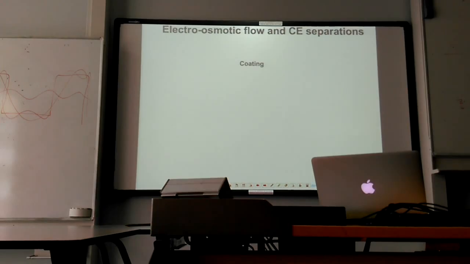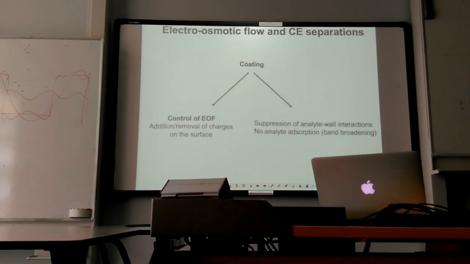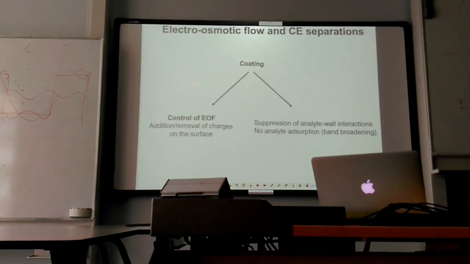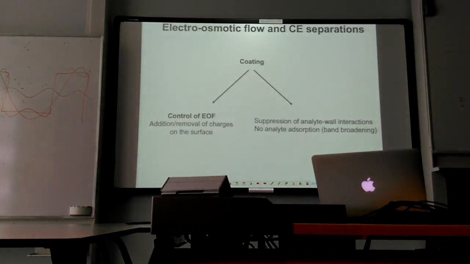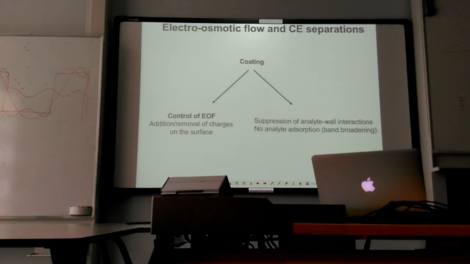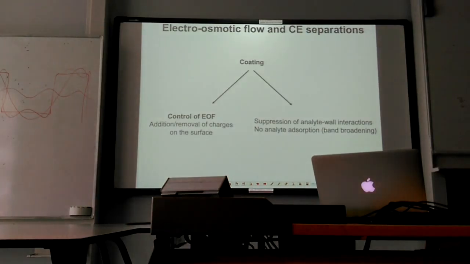If you work with electroosmotic flow and capillary electrophoresis separations, the first role of the coating is that you can control the amount of charges you have on the surface. And if you can control that, then you have control on the electroosmotic flow, so the direction of the flow, but also the intensity of the flow. Another role of the coating is that you will decrease the interactions between your biomolecules and the walls. Then you have no adsorption of your molecules on the walls, which may change the charges, but if you want to separate the molecules, you will also have some peak broadening.